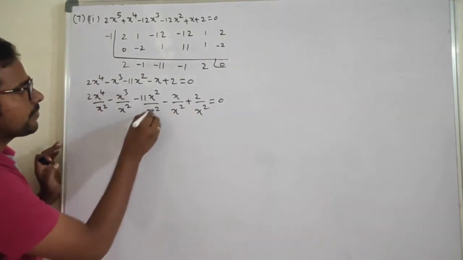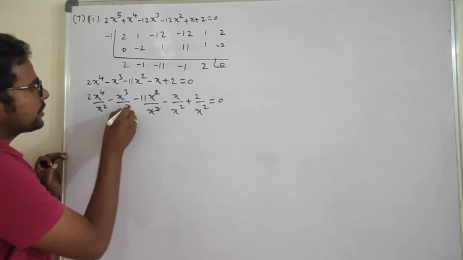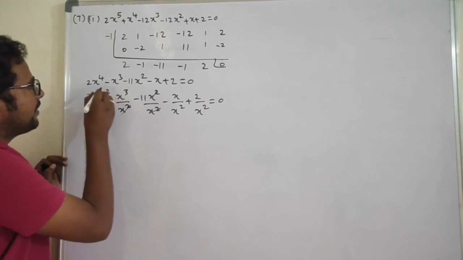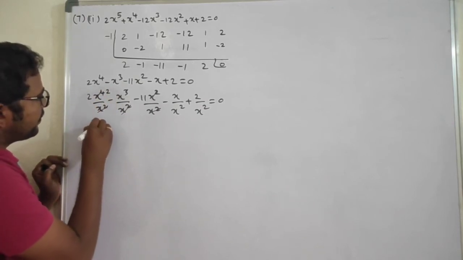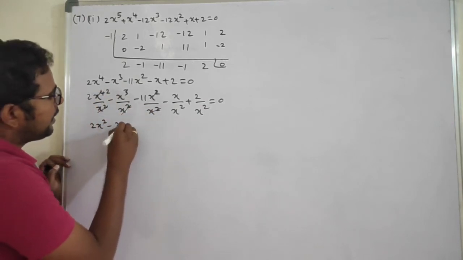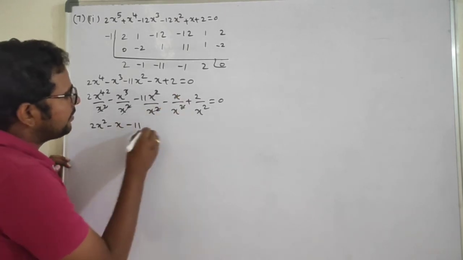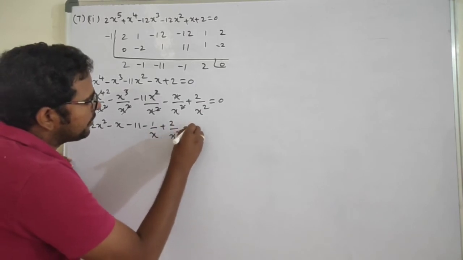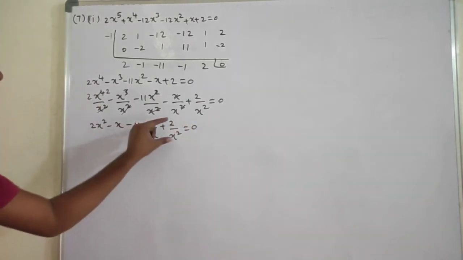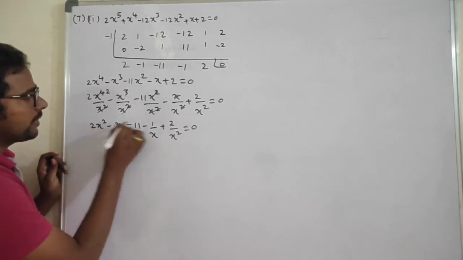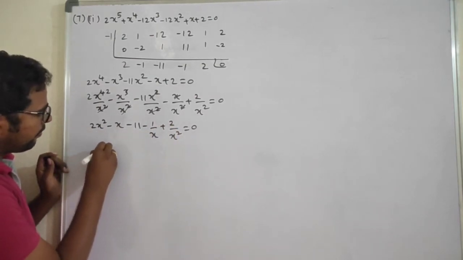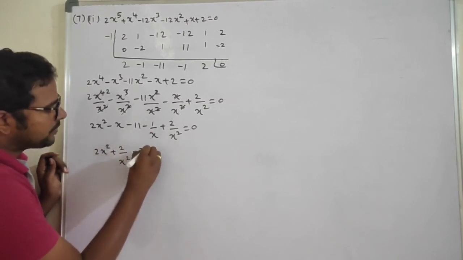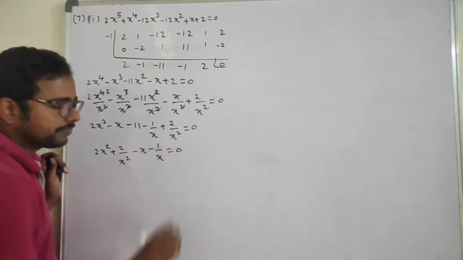So cancellation: x square cancels. Here x power 3 and x square cancel, one x remains. x square cancels, remaining x square. So 2x square minus x minus 11, x cancels, minus 1 by x remaining plus 2 by x square equals 0. So write the x square and 1 by x square terms together: 2x square plus 2 by x square, next to minus x minus 1 by x equals 0.